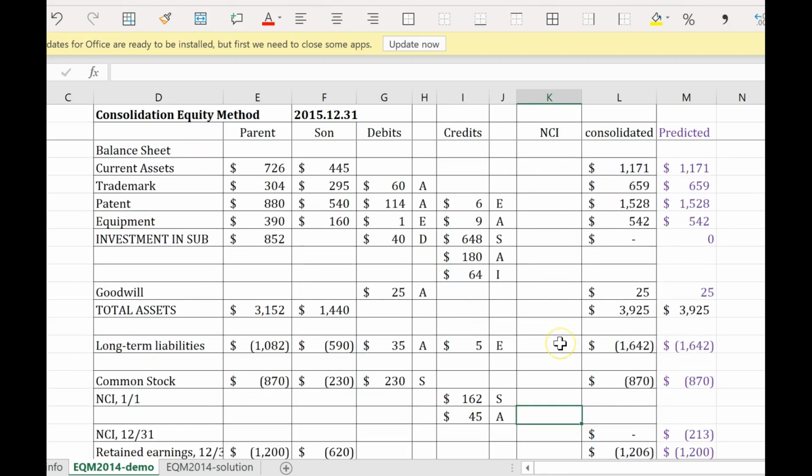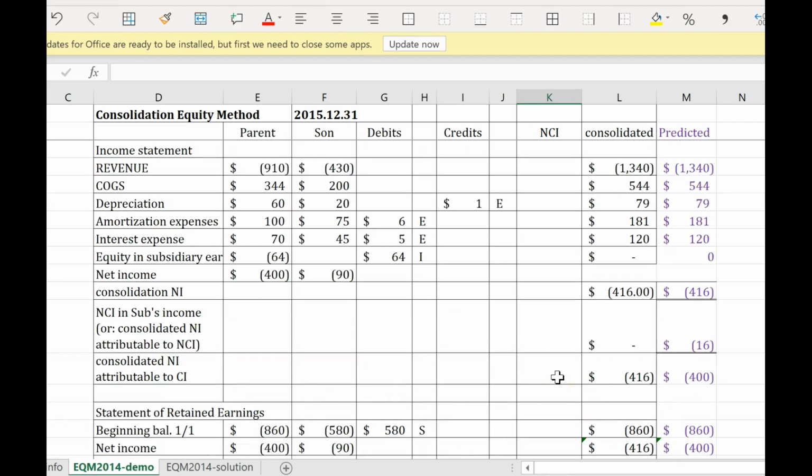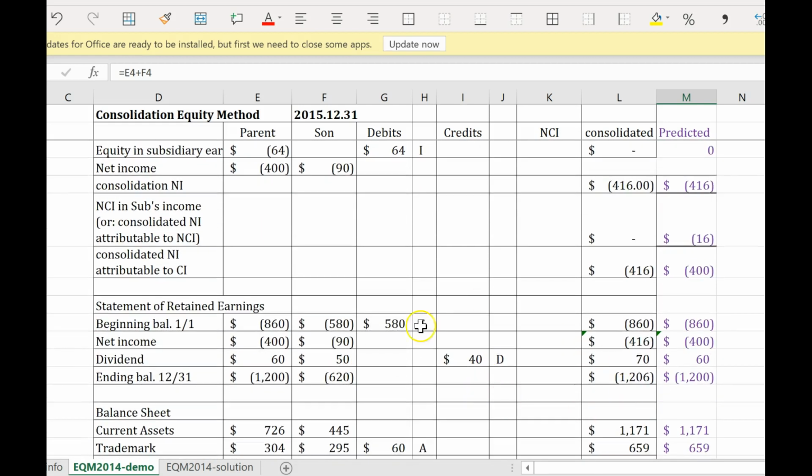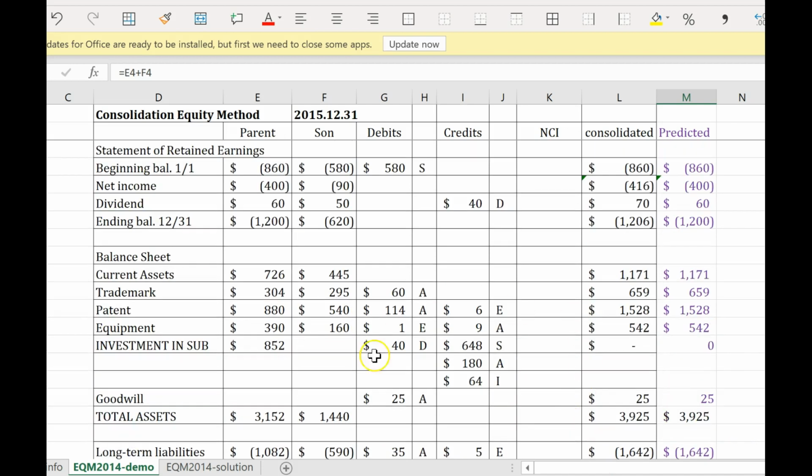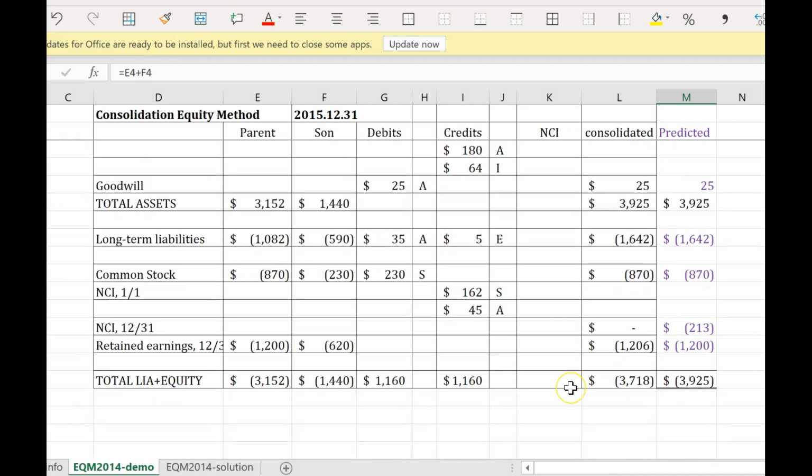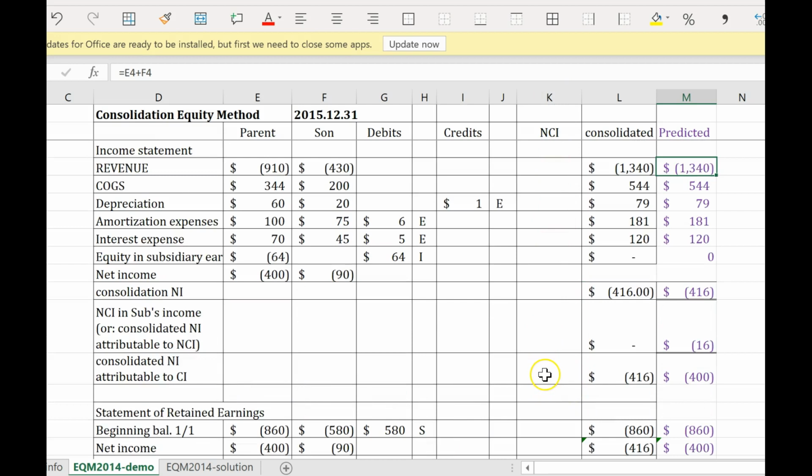Okay, so SAIDE. I can pretty much check whether I'm doing things correctly by comparing my consolidated number with my predicted number. Things look pretty good right now. So I did SAIDE. You can see that I did all my SAIDE a moment ago, but I still left my NCI column blank. I need to do my NCI column.